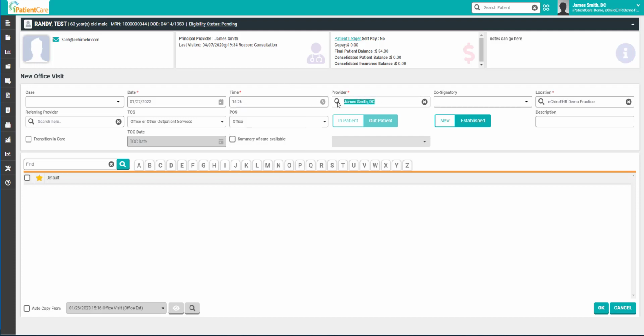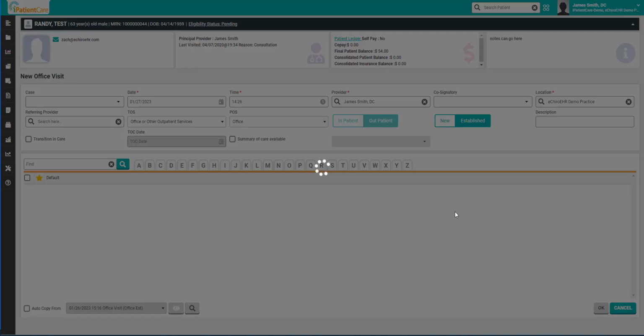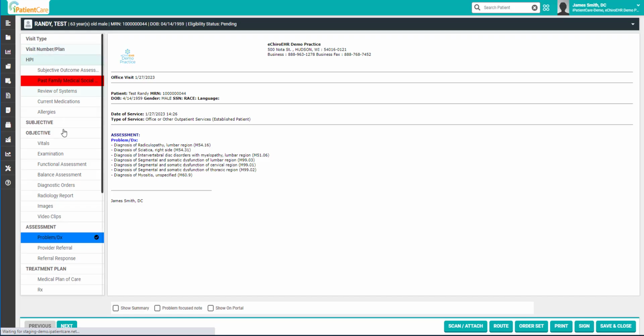Provider defaults to yourself or other providers. And then if there is a co-signatory that could be involved, and then your location of where you are delivering the service. And since that all is pretty much at a default there, we're going to go ahead and click OK. And then that brings us into our record.